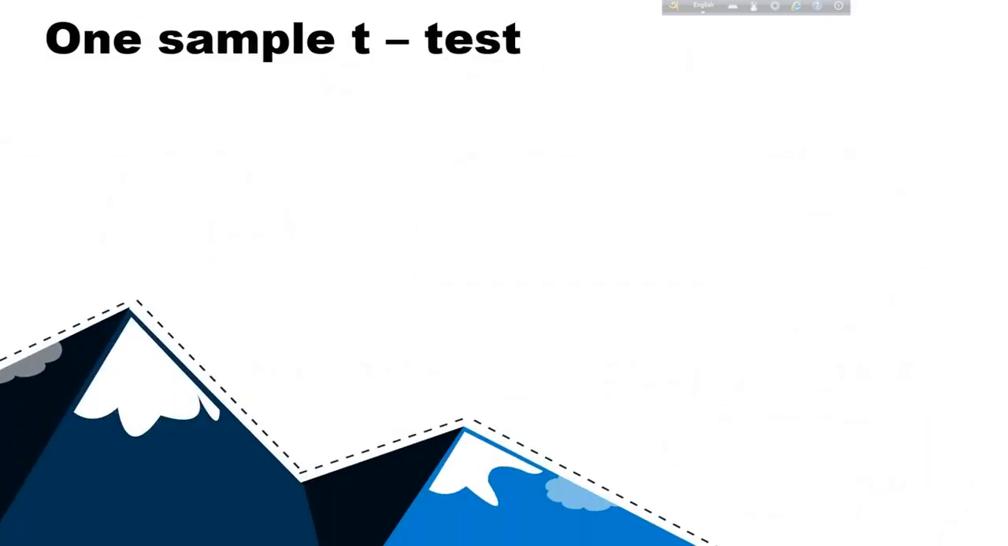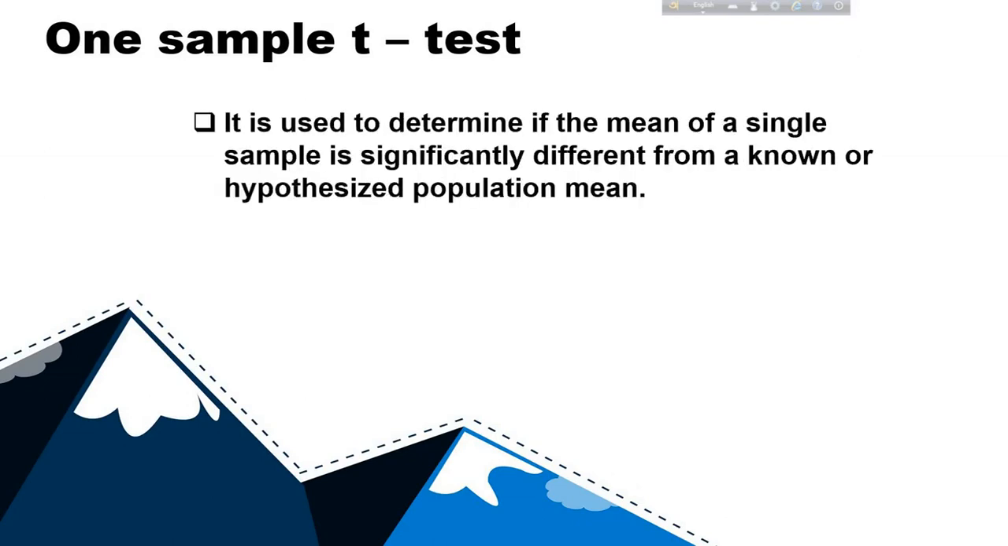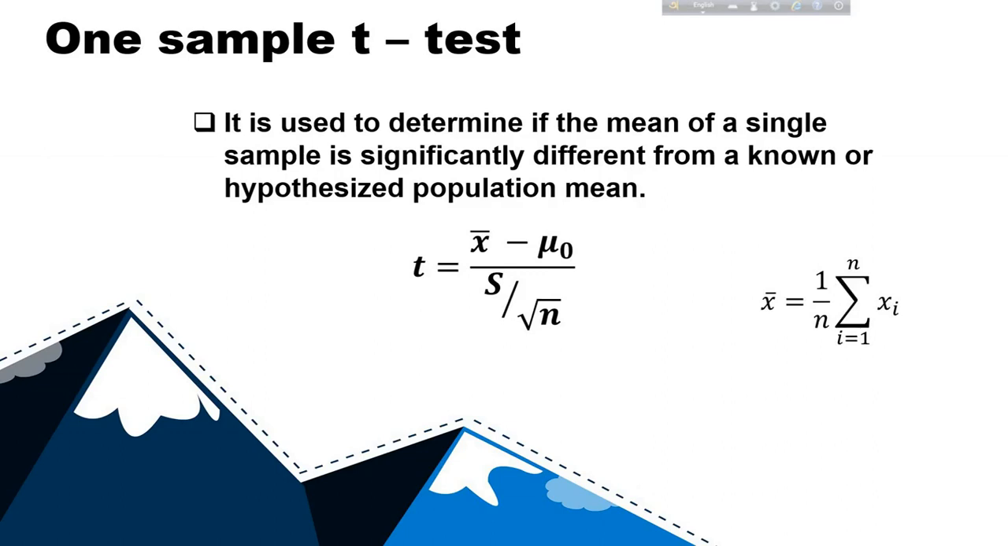Now here we have our first one sample t-test. It is used to determine if the mean of a single sample is significantly different from a known or hypothesized population mean. Here is the formula for the one sample t-test: t equals x bar minus mu naught divided by s by root n, where x bar is the mean and s is the standard deviation, and degrees of freedom is as usual n minus 1.